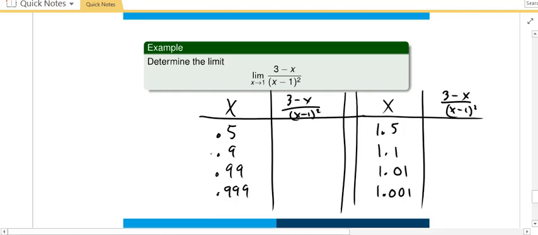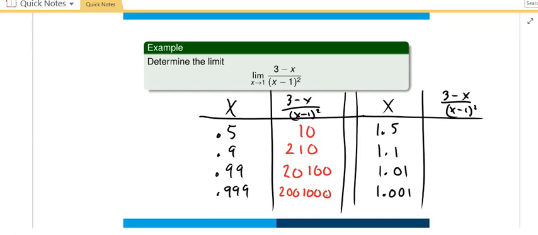And we enter the 0.5 in and we get 10. When we enter 0.9, we get 210. When we enter 0.99, we get 20,100. And when we enter 0.999, we get 2,001,000. This seems like something is a little different from what we've had before here. So let's go ahead and I'll fill in the other values here and then we'll talk about this.